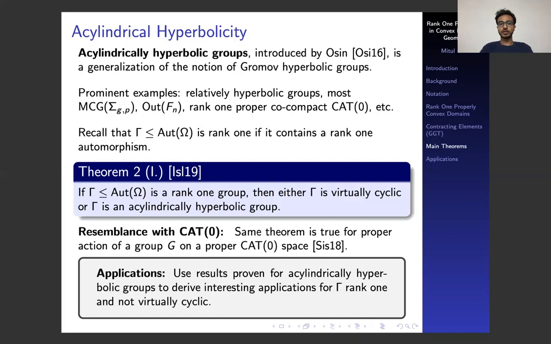Now, theorem 2 is interesting for two reasons. First, it adds the rank 1 groups from convex projective geometry to this long list of acylindrically hyperbolic groups. Secondly, we can use all the results that have been proven for acylindrically hyperbolic groups to prove new and interesting applications in the world of convex projective geometry. This is what I'm going to spend the next few minutes doing.